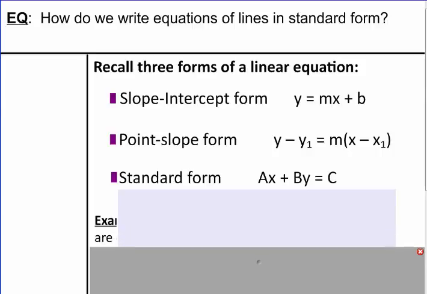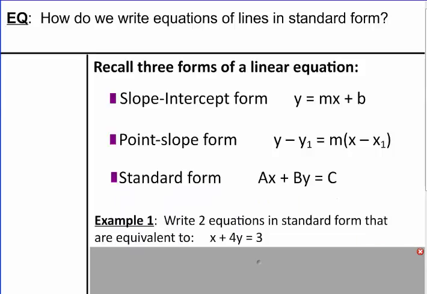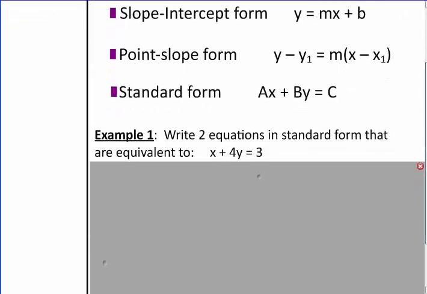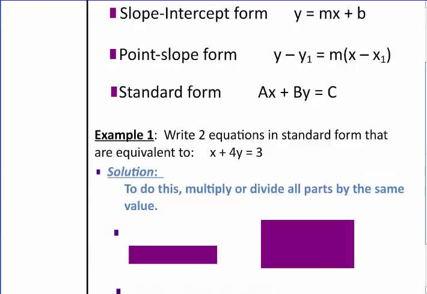So let's take a look at an example. We're going to write two equations in standard form that are equivalent to x plus 4y equals 3. So in this example, we're just working with the standard form equation, making some changes, getting different equations that are basically the same thing. The way we are going to do this is to multiply or divide all the parts by the same value. And you get to pick which values you want to use.